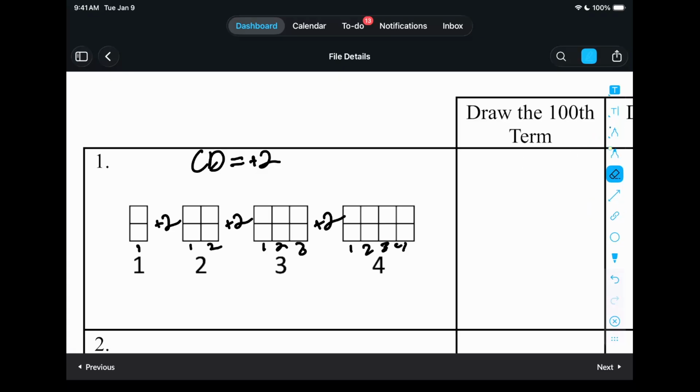Or you can just look at what we got going on here. The first figure, we have 2 boxes. Figure number 1 is 2 boxes. Figure number 2 has 4 boxes. Figure number 3 has 6 boxes. So it seems to me that we take the figure number, multiply it by 2, equals boxes. Wowza.